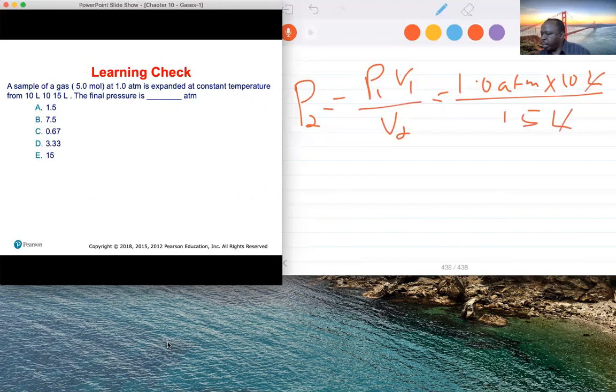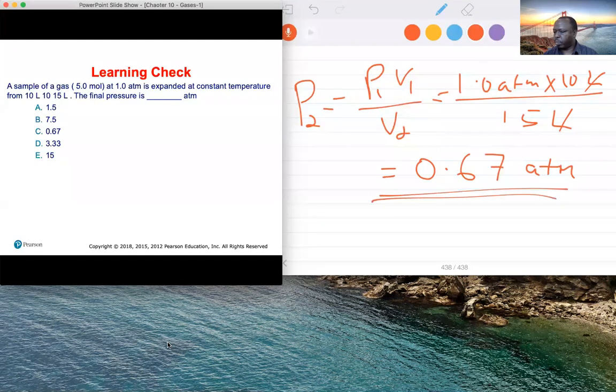The rest you just plug into the equation. Cancel out the units, all right? One times what? 10 divided by 15. That's how you rearrange the equation. 0.67 atmospheres. That is how you use Boyle's equation, a typical question you will encounter in Boyle's law.